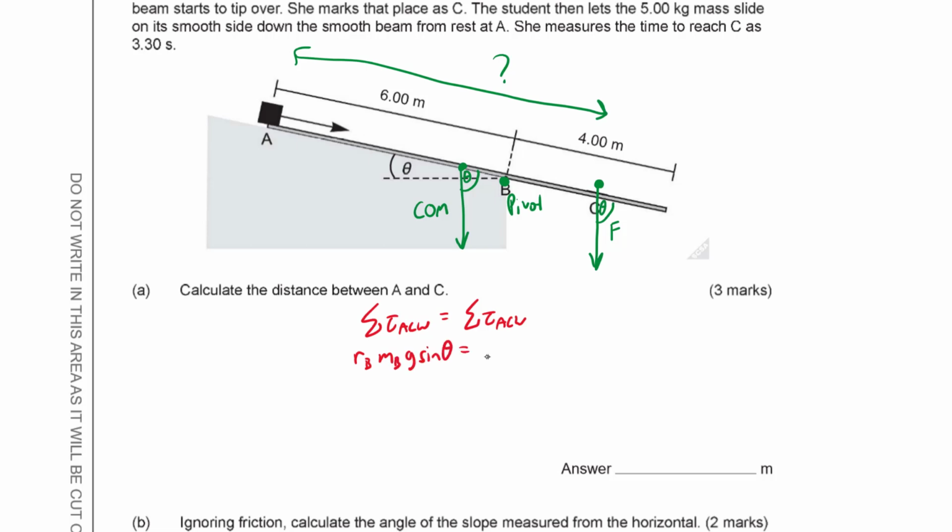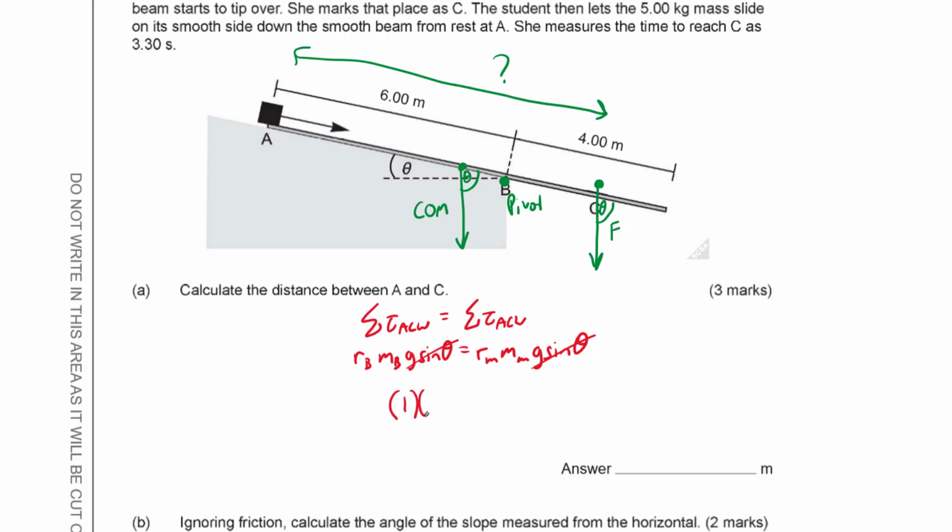And that's going to be equal to the distance from the pivot for the block, the radius of the mass, and the mass of the block, and g sine theta. So suddenly the g sine thetas do cancel out, which makes things easier. The radius for the beam, so the center of mass for the beam, is 1 meter, since it's 5 meters long. So we'll say 1 meter there.